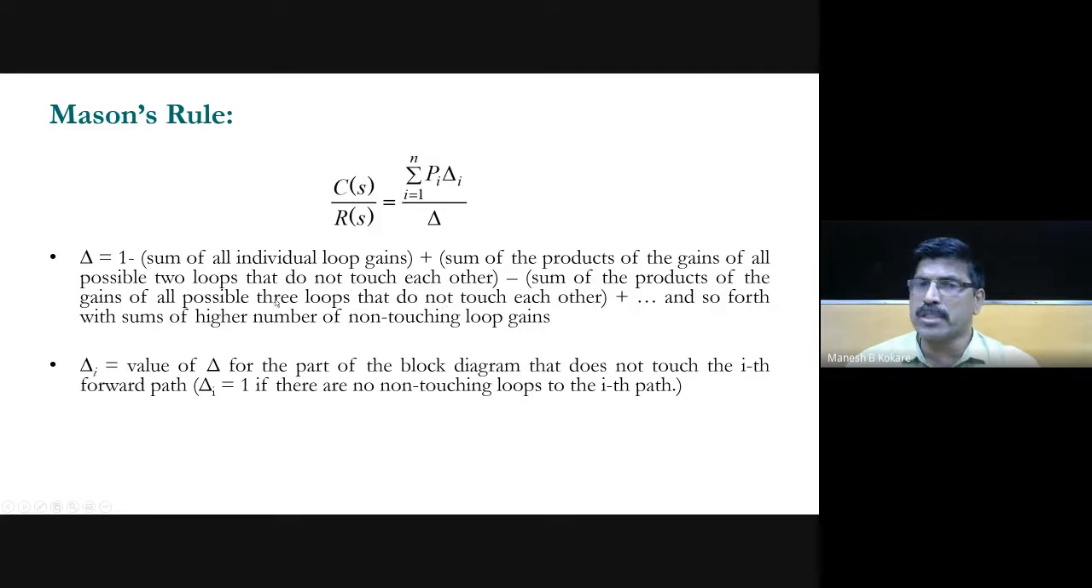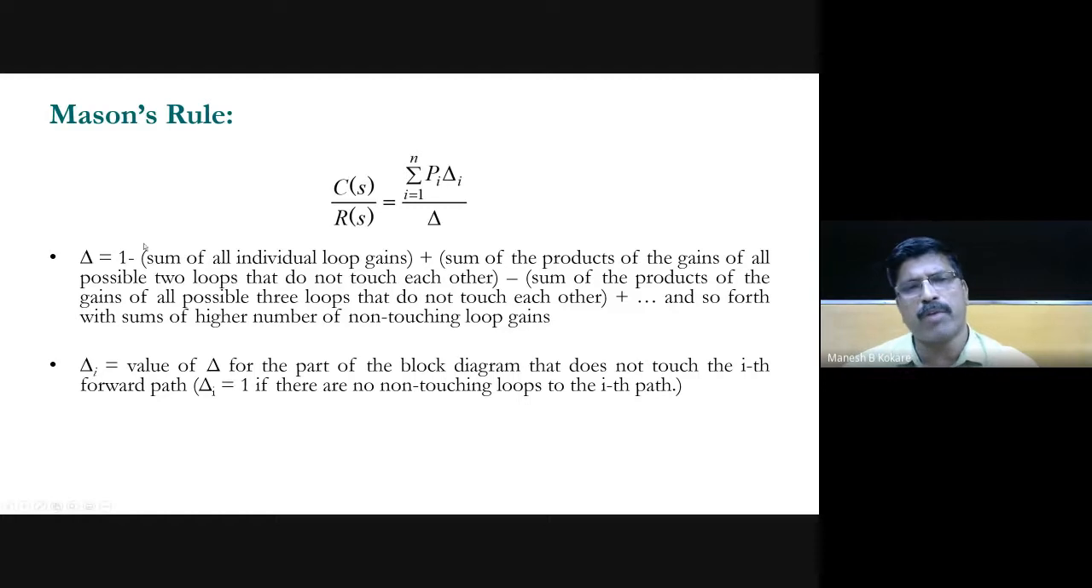Then similarly, minus the sum of the product of gains of all possible three loops that do not touch each other. See, here individual loops, here two loops not touching each other, and here three loops not touching each other, and then plus four non-touching loops. Then again minus five non-touching loops, then six non-touching loops, and so on. That way the value of delta will be determined. This will be more clear when we take up the problem, right?